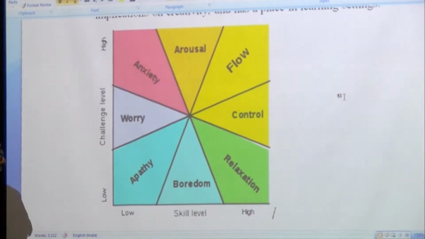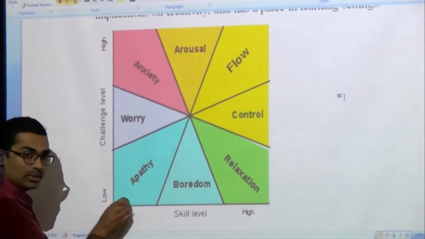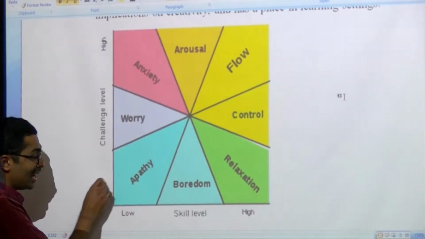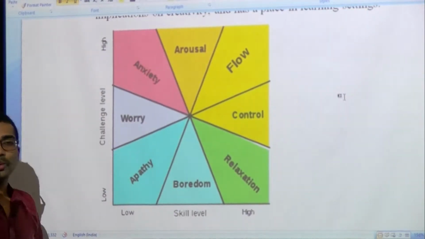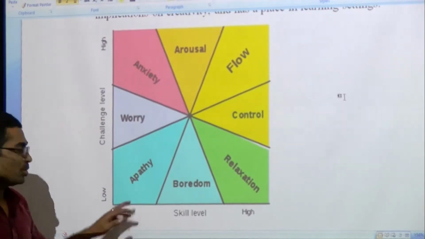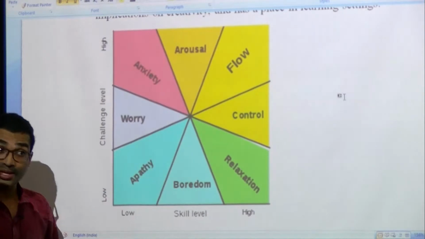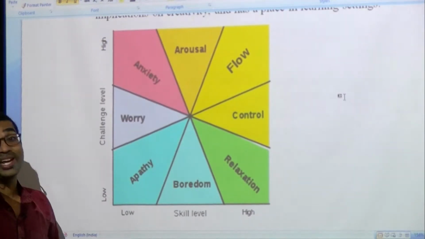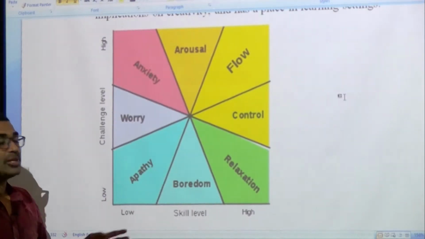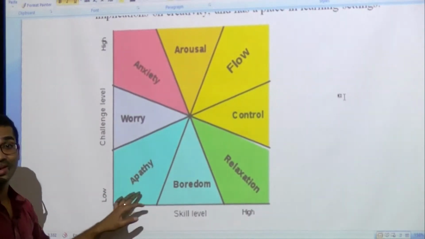Now, if the skill level is low and the challenge level is very low, nobody cares. The student doesn't care. The worker doesn't care. They can't do anything about the challenge, and the challenge is not challenging enough. So there is absolutely nothing they will do about it. The work will not get done.